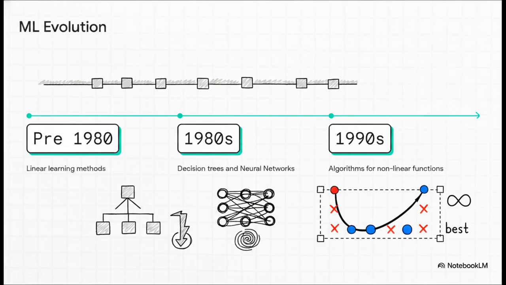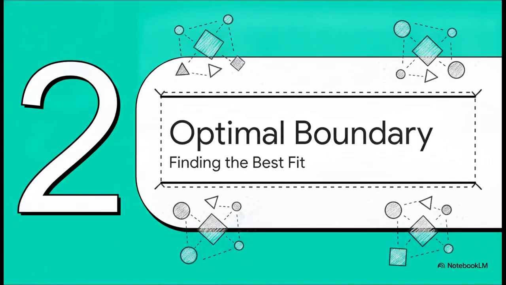Then the 1990s roll around, and support vector machines enter the chat. They basically brought the best of both worlds. You got the efficient learning for nonlinear functions, but now it was backed by this beautiful, rigorous computational learning theory. So you might be wondering, what is this rigorous theory actually trying to do? Let's move to Section 2, drawing the optimal boundary.